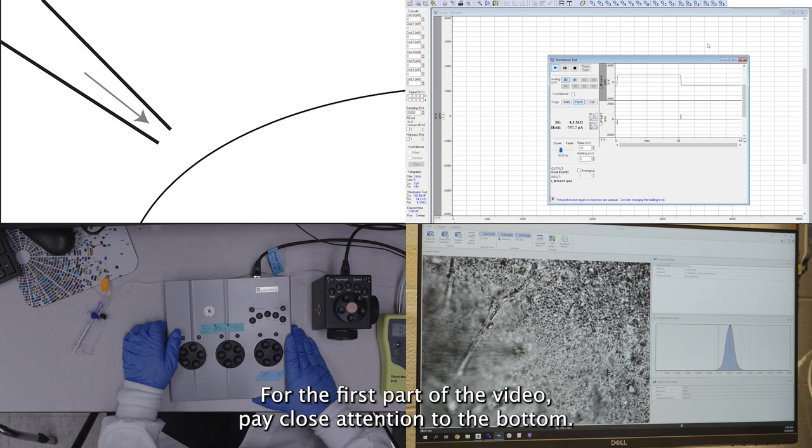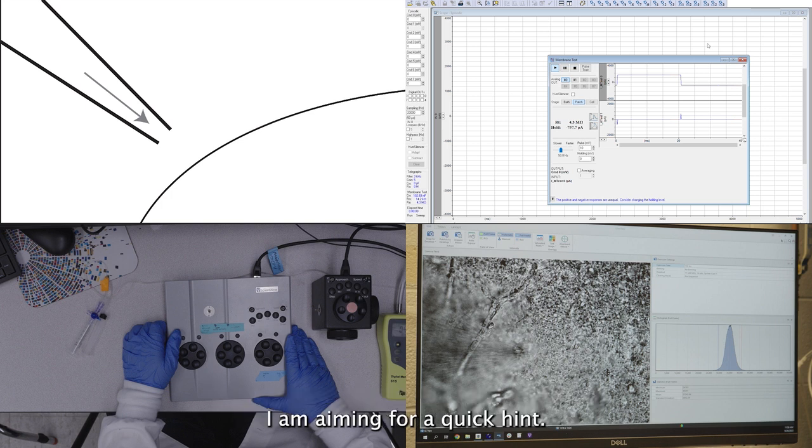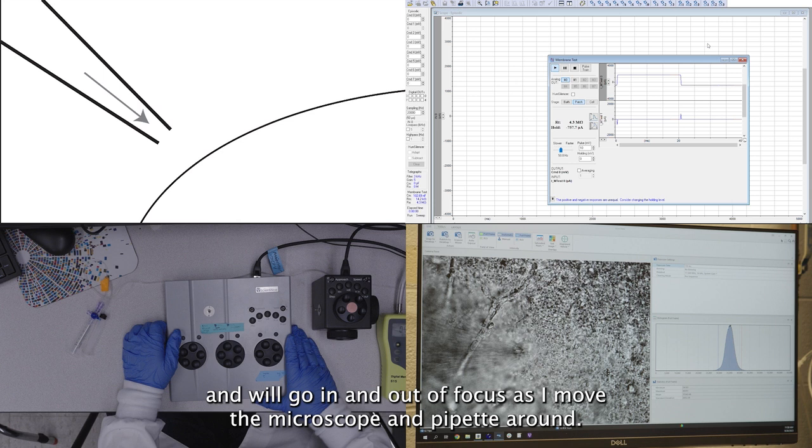For the first part of the video, pay close attention to the bottom right and see if you can spot the pipette I am using to patch and the neuron I am aiming for. A quick hint, both are slightly to the left of the middle of the screen and will go in and out of focus as I move the microscope and pipette around.